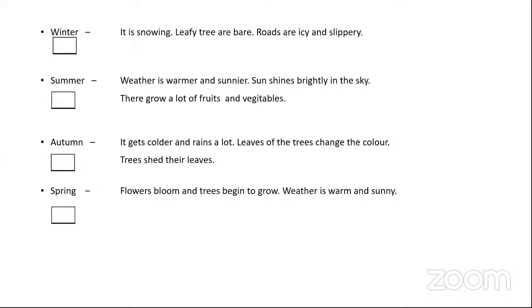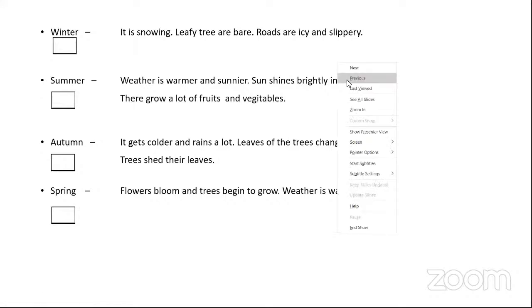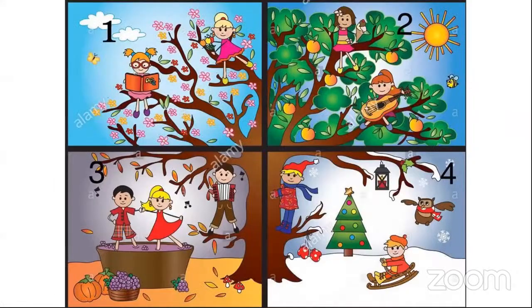I think you can remember the pictures because they were very beautiful. Again, I'm showing you the pictures. The first one, what are there? Flowers, and the sky is clear. In picture 2, fruits are there and the sun is shining brightly. In number 3, the trees shed leaves, and the leaves are brown in color. They change the colors. And number 4, there is snow.